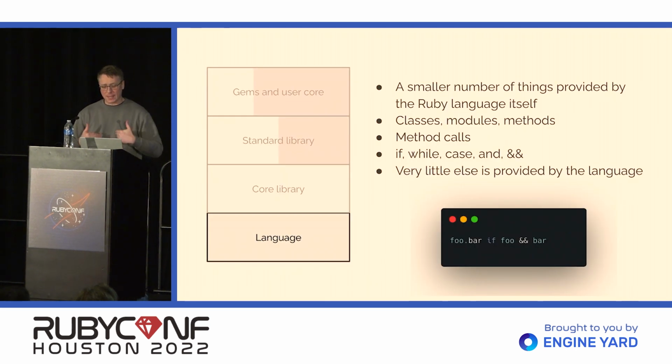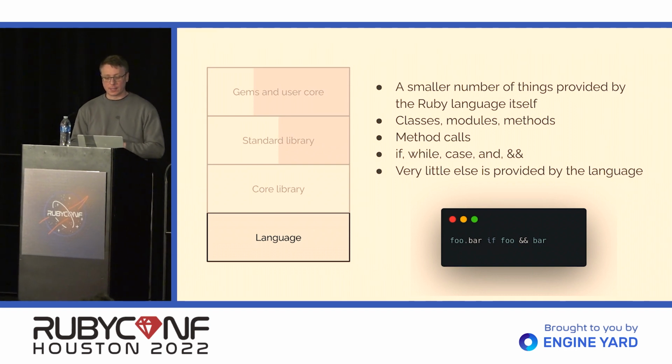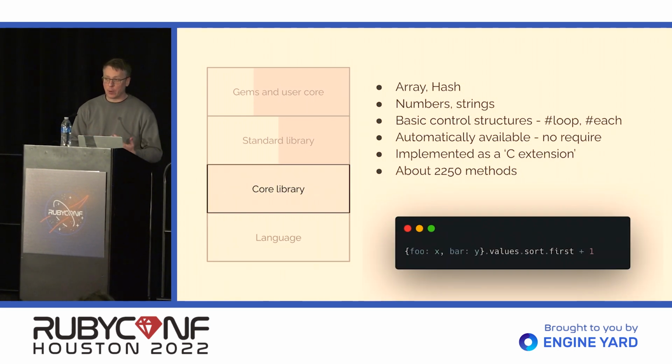So at the bottom, there's the language. This is a very small number of things provided by the Ruby language itself. So that's things like classes, modules, methods, method calls, and some control structures like if, while, case, and, or, things like that. But it's actually a really small subset. Very little else is provided by the language. So in the code example here, we've got if and an and a method call, and that's really all the language provides.